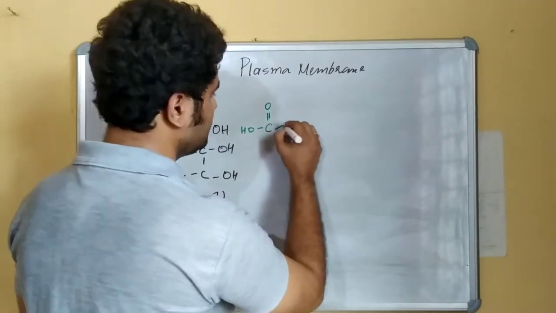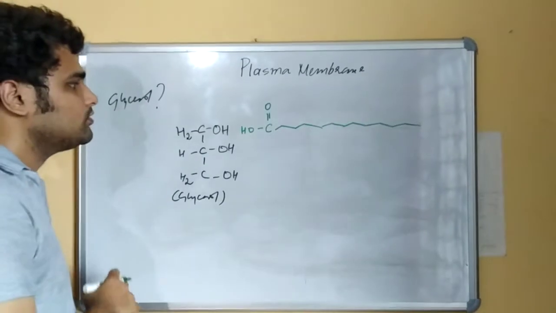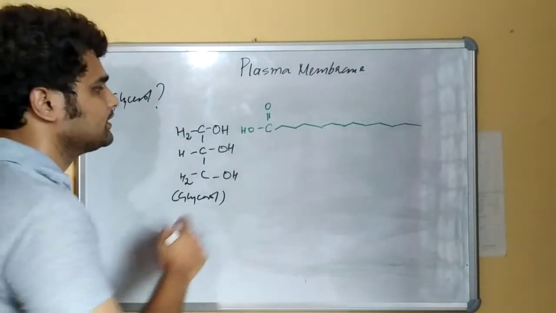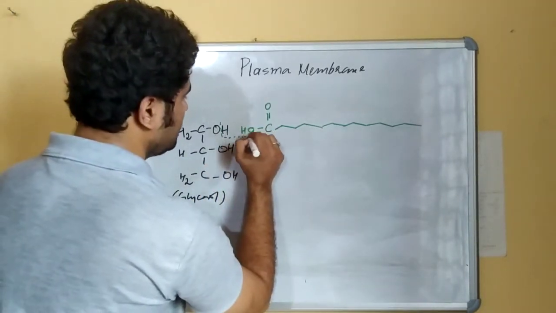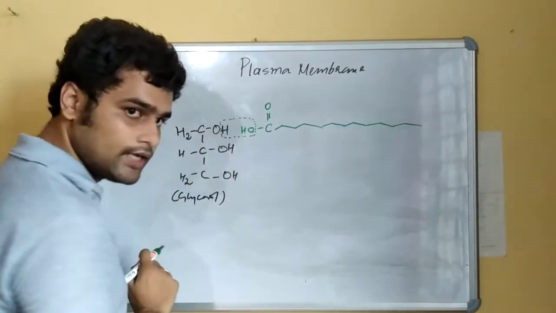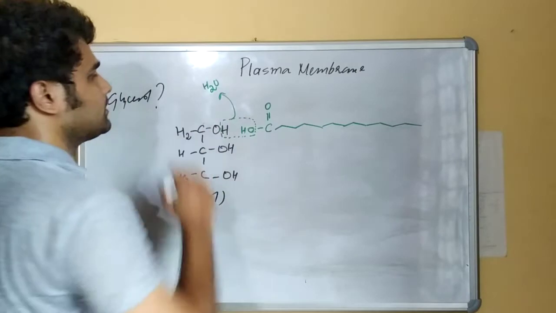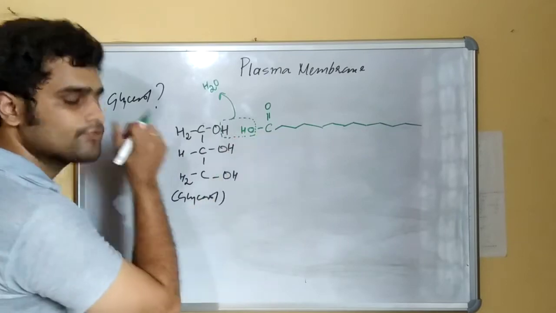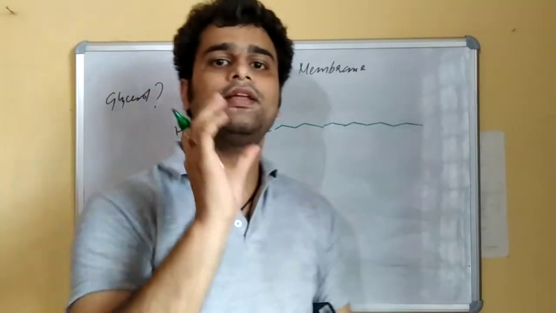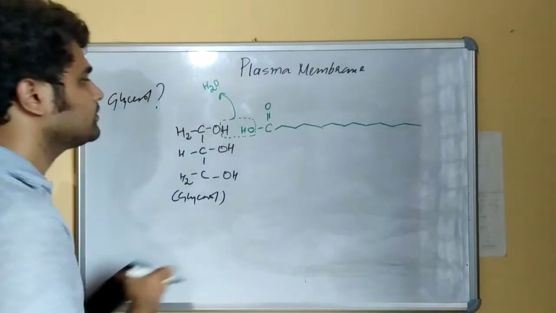This is a fatty acid, right? So, if this hydrogen and this OH group escape by the formation of water, the H from the glycerol and the OH from the fatty acid, then what is going to be the net result?